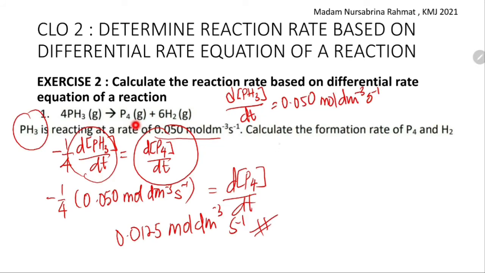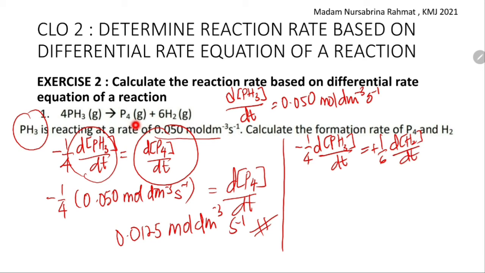Okay, so we get a line here. Negative 1 over 4 d[PH3]/dt equals to positive 1 over 6 d[H2]/dt. Okay, I forgot to mention to you, the negative and positive sign is compulsory when you are writing down a differential rate equation. But when you are trying to solve the questions, you can just ignore the sign. For example, in this one, negative 1 over 4 d[PH3]/dt equals to positive 1 over 6 d[H2]/dt.